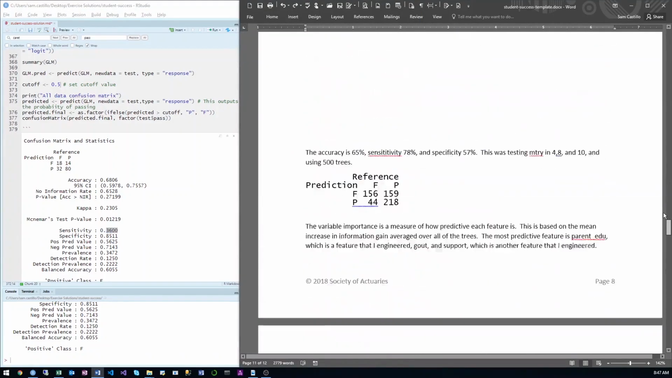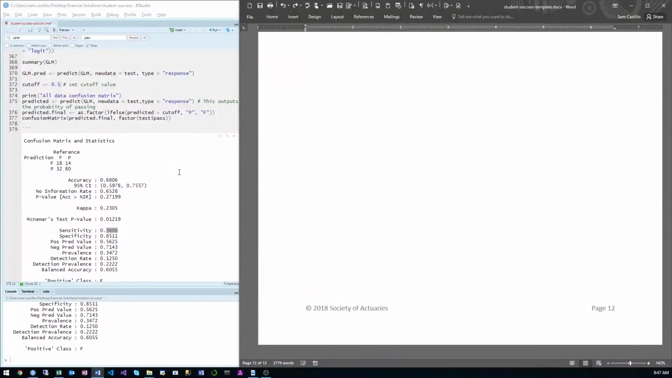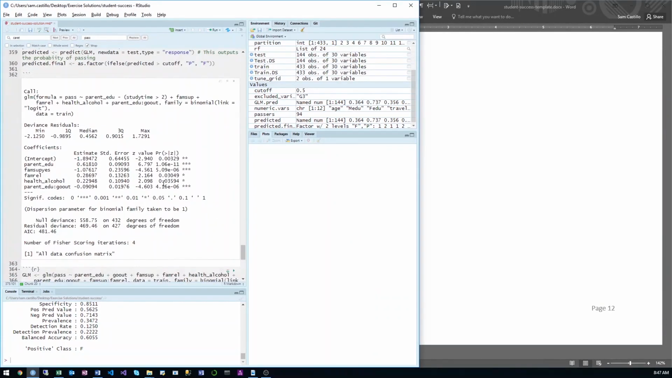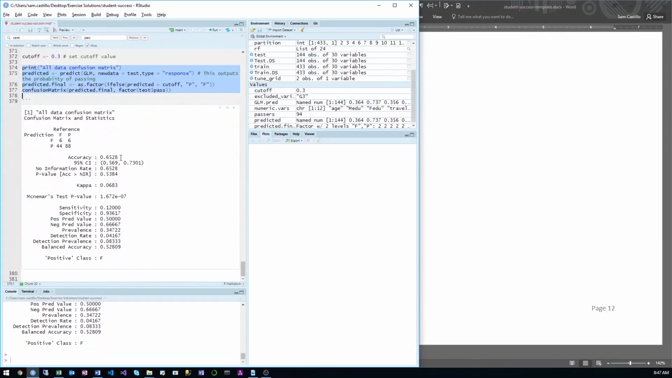Let's go back to the decision tree. It was 58% in a single decision tree, and now it's 36%. Okay, well let's look at a lower cutoff value. Accuracy is 65.